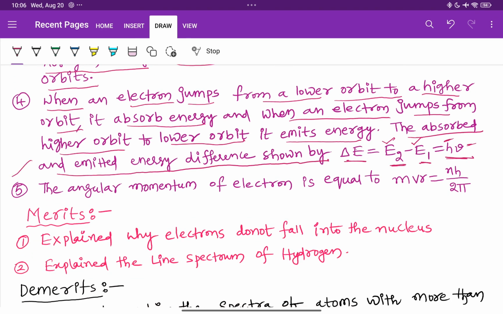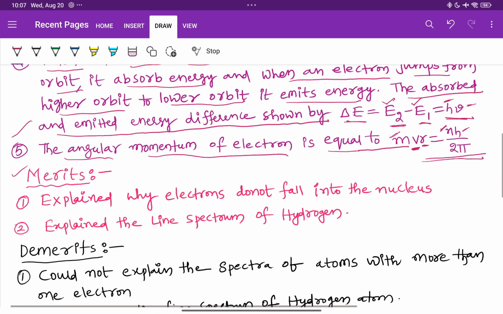And the final postulate, the angular momentum of the electron is mvr equal to nh by 2 pi. Here m is the mass of the electron, v is the velocity of the electron, r is the radius of the orbit, and n is the principal quantum number which tells about the shell, and h is the Planck constant. After these 5 postulates, merits: what are the merits of Niels Bohr atomic model?